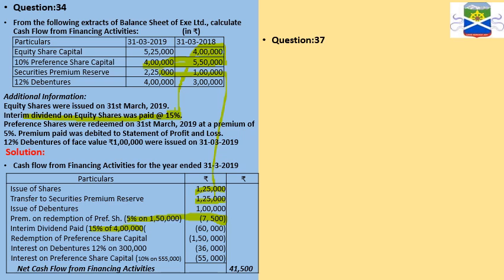So these 4 lakhs you have to take over here while we are calculating the equity share dividend. Now the next item we have is redemption of preference share. Redemption of preference share 1,50,000. As I have shown here, the preference share closing figure is 4 lakhs and opening figure is 5,50,000. So this difference will come over here as 1,50,000.